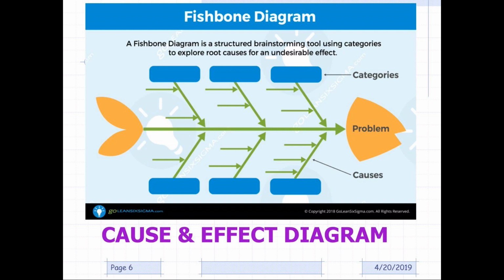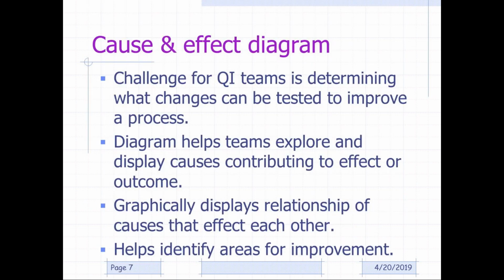Here's what a Fishbone cause and effect diagram looks like. It's a structured brainstorming tool using categories to explore root causes for an undesirable effect. A cause and effect diagram is a challenge for QI teams to determine what changes can be tested to improve a process. The diagram helps teams explore and display causes contributing to an effect or outcome. It graphically displays the relationships of causes that affect each other and helps identify areas for improvement.